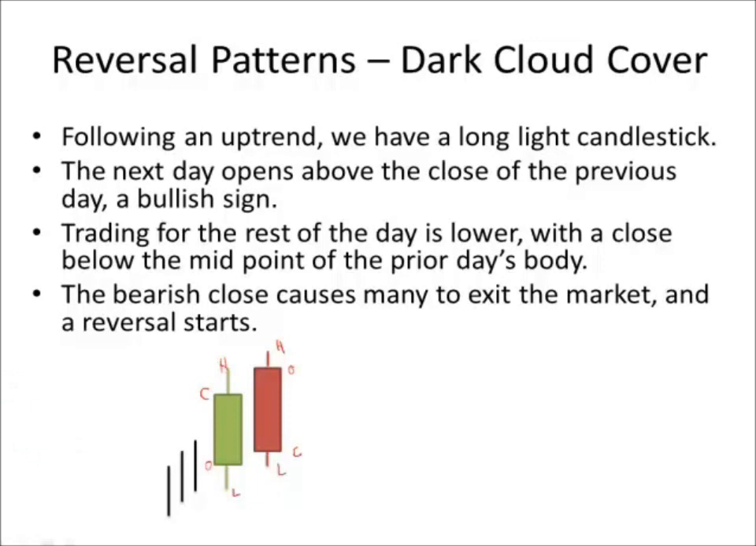So this pattern here is a dark cloud cover. Now, following an uptrend, so I have these three lines here. This is my uptrend. This means that these could be any candlesticks. I've just drawn them black. It means they could be dark or light, but we have an uptrend, so the candlesticks are moving up. Chances are they will be light then. So following an uptrend, we have a long light candlestick. That's this one over here.